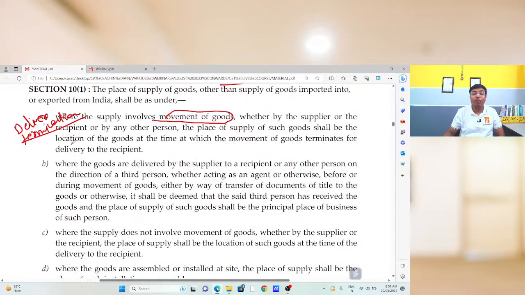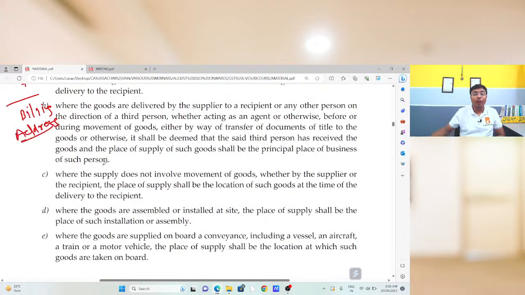In case of bill-to-ship-to model, we had already discussed it in detail. Whenever there is a bill-to-ship-to model situation, your billing address will be the place of supply. After that, whenever there is no movement involved, the location of such goods at the time of delivery will be treated as the place of supply.